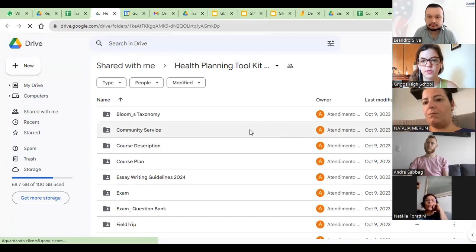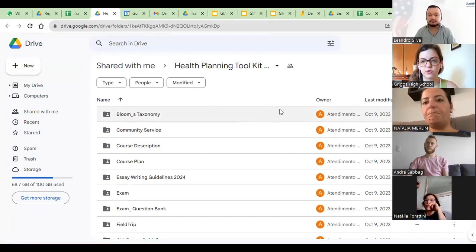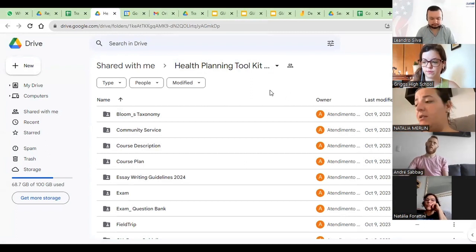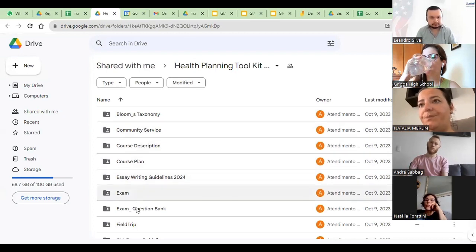Natalia Medlin, was it you that said you didn't have access to this year's planning toolkit? Did you get access? Yes. I know Juliana, right? She added me in the WhatsApp group, but I haven't seen any email. It's in the WhatsApp group, in the description of the group. Okay, so I'll get it. Thank you.